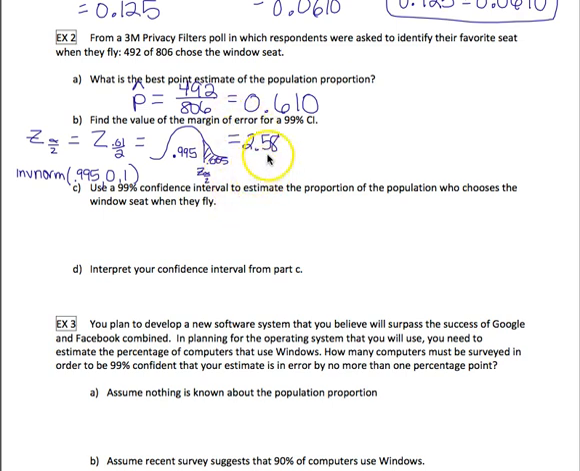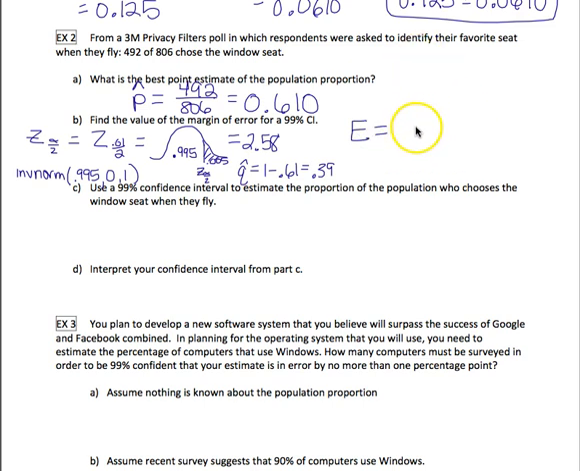So now I have z sub alpha over 2. I also need p hat and q hat. In this case, we already found p hat here, so then I just need q hat, which would be 1 minus 0.61, which gives me 0.39. So now I have all of the pieces of the formula.